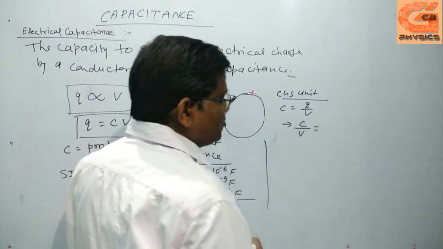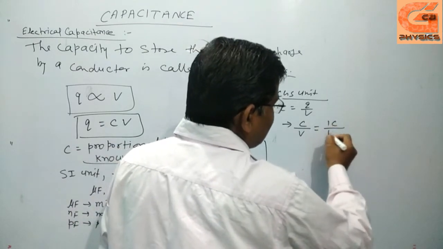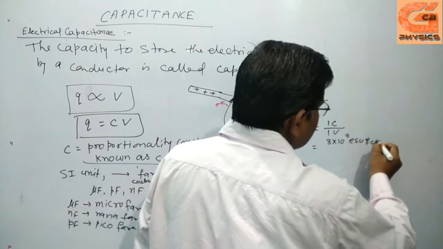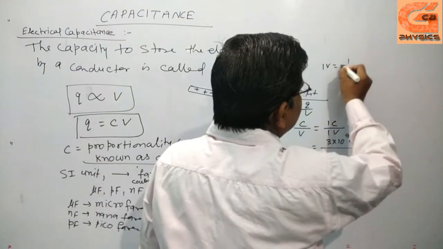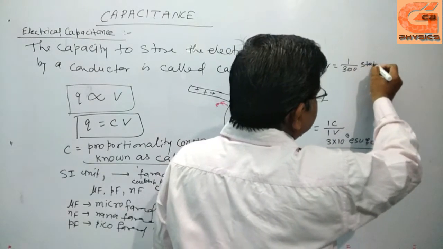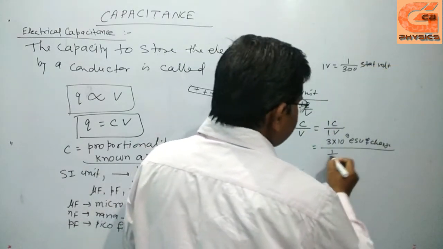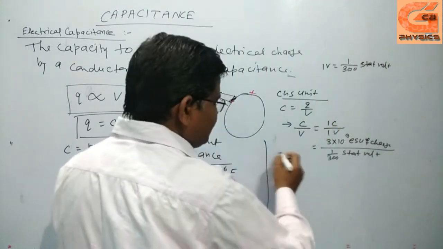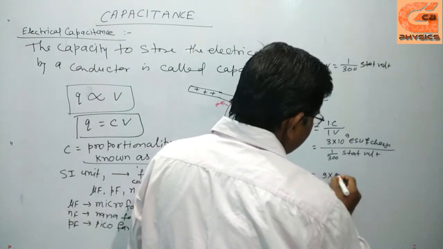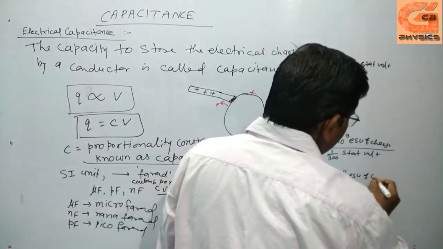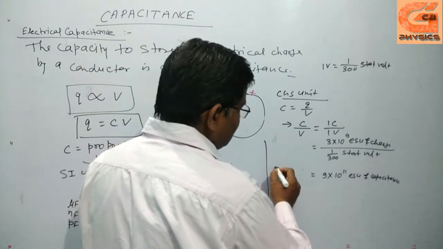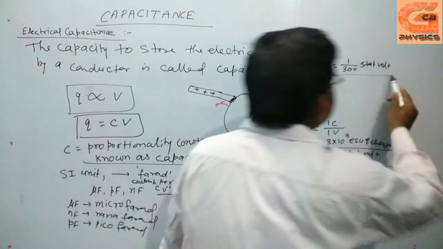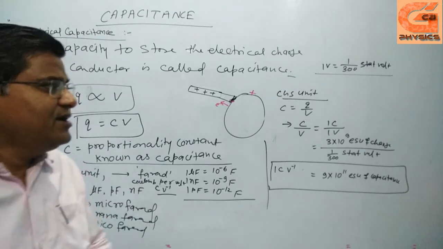1 farad is equal to 1 coulomb by 1 volt. 1 coulomb is equal to 3 into 10 to the power 9 ESU of charge, and 1 volt is equal to 1 by 300 statvolt. Then it becomes 9 into 10 to the power 11 ESU of capacitance. This is the conversion, and we used in the previous lecture that 1 volt equals 1 by 300 statvolt.